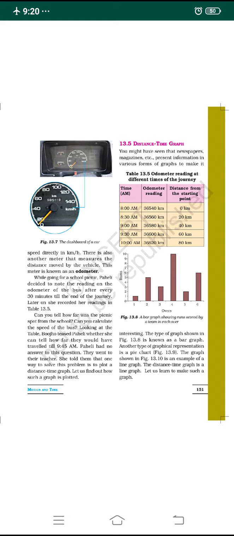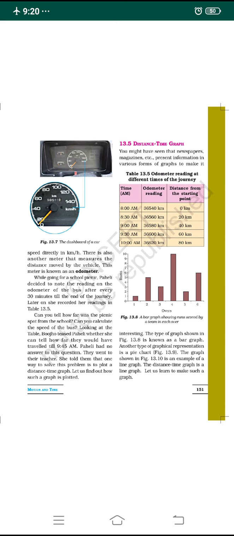Dear students, in the previous class I was discussing the odometer as well as the speedometer. Then we discussed an activity wherein a child went to a picnic and recorded the odometer reading every half an hour with the time. She wanted to calculate the distance traveled from the starting point. That is explained through the distance time graph.